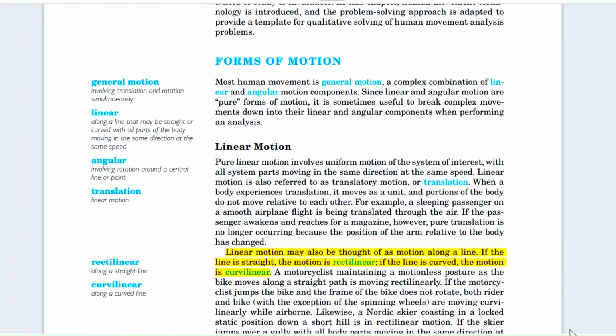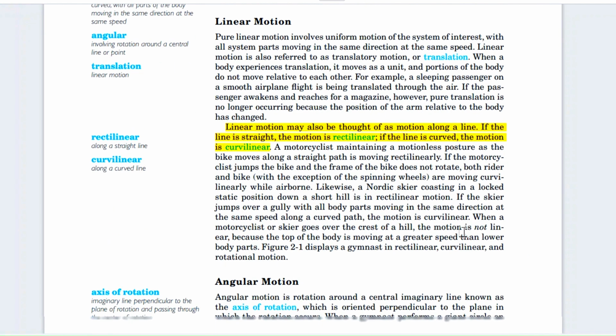This is the example that is present in your book. We are going to highlight this example and then discuss it. A sleeping passenger on a smooth airplane ride is in a linear motion. There is no movement in his body, the same speed, same direction.